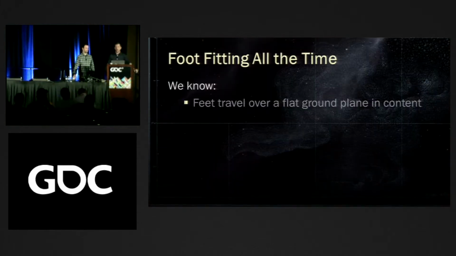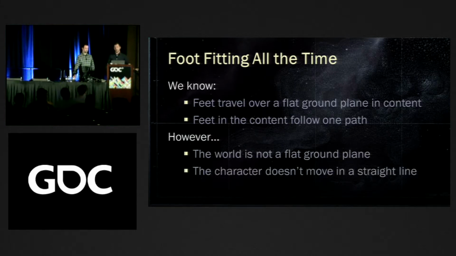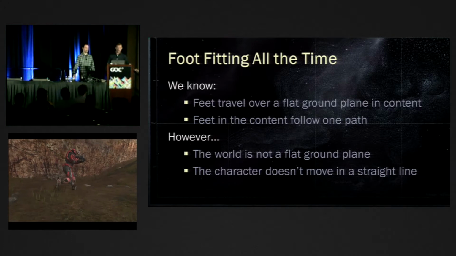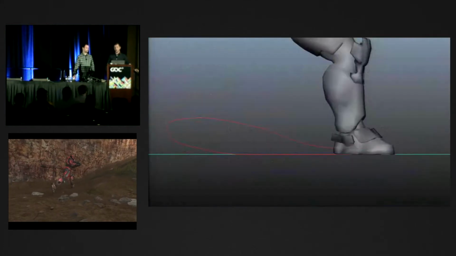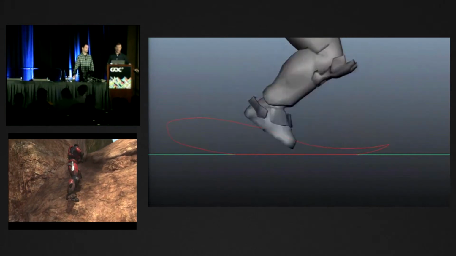So there's some things we know about the content that we're trying to achieve these ideas. First, feet travel over a flat ground plane in content, generally speaking. The feet in the content are following a single path that's pretty well determined by the content. The reality is that the world is not a flat ground plane ever, and that the character never actually moves in a straight line. So what we needed was a way to warp the feet so that they would look like they were doing the right thing in real time.